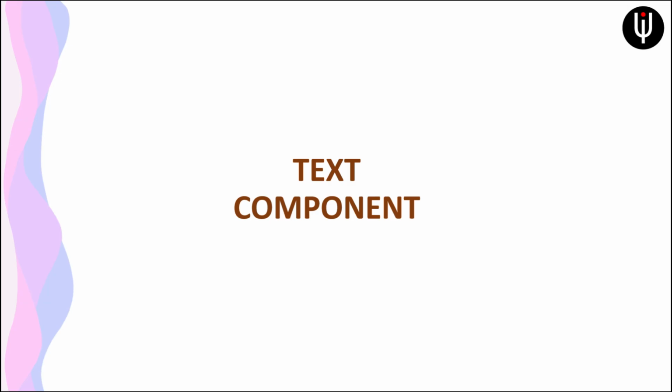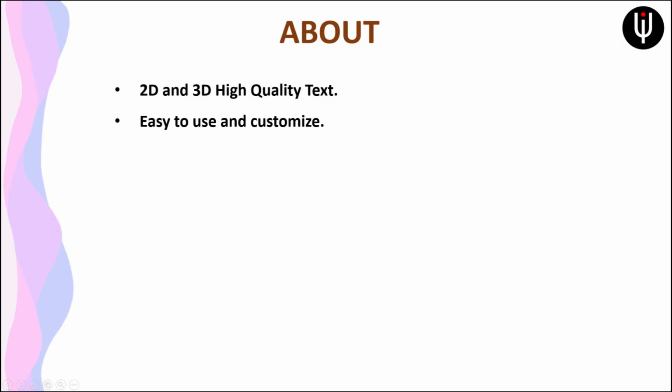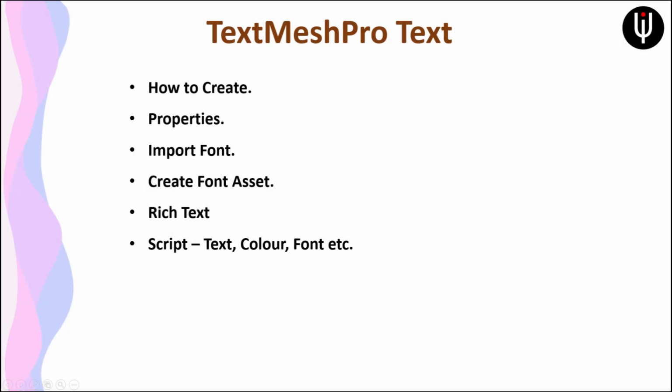In Unity, text is one of the important but easy to use components. Whether you are planning to show scores, leaderboards or anything in text, you can consider using TextMeshPro Text. It will give you high quality text for both 2D and 3D, and it's very easy to use and customize. Let's see in the Unity editor how to create a text, their properties, import a font, create a font asset, rich text, and toward the end of the video, I'll write a script and show you how to change text, color and font size, etc.